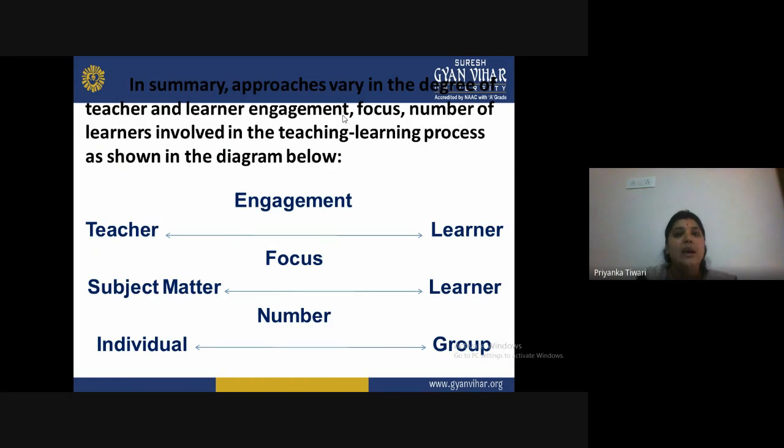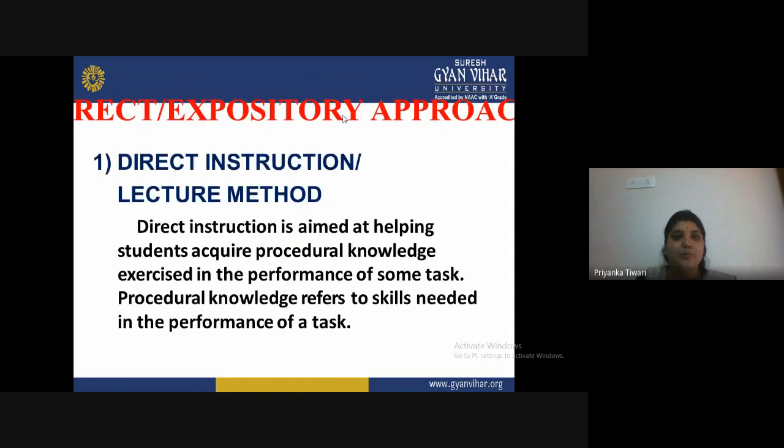In summary, approaches vary in the degree of teacher and learner engagement, focus, and number of learners involved in the teaching-learning process, as shown in the diagram below. For engagement, we can say teacher and learner engagement; for focus, subject matter; and for number, individual and group.